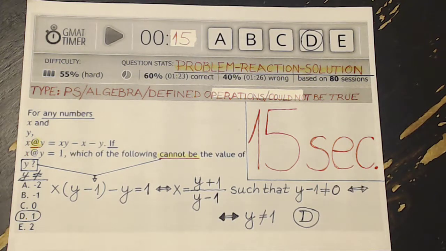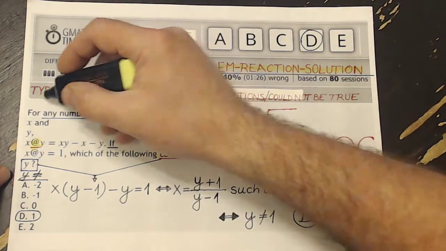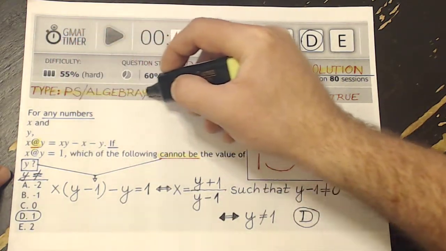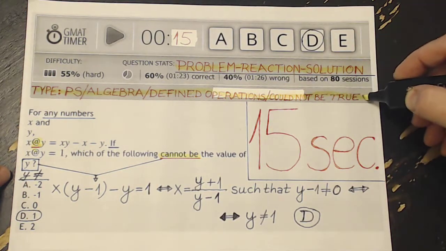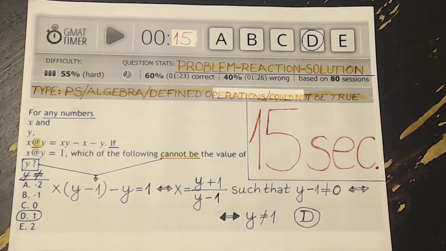The end result of this stage is a type chain reaction shown also in red. Problem solving, algebra, defined operations, could not be true. Since I scanned instead of reading, this stage took me only 3 seconds.